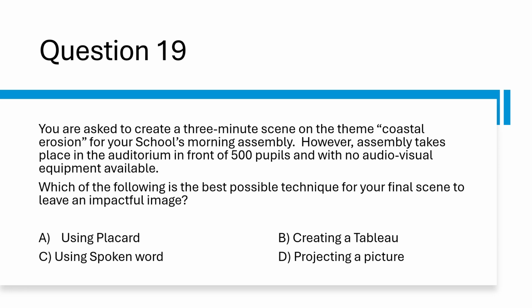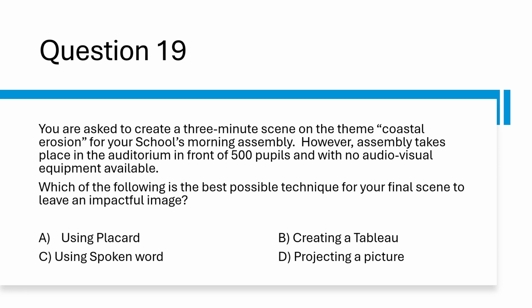A, using placards. B, creating a tableau. C, using the spoken word. And D, projecting a picture. So let us analyze it now and see what they said. So you're creating a 3-minute scene, right? You're doing it in morning assembly, but let us look at the information given to us. They said that the morning assembly takes place in the auditorium in front of 500 people.